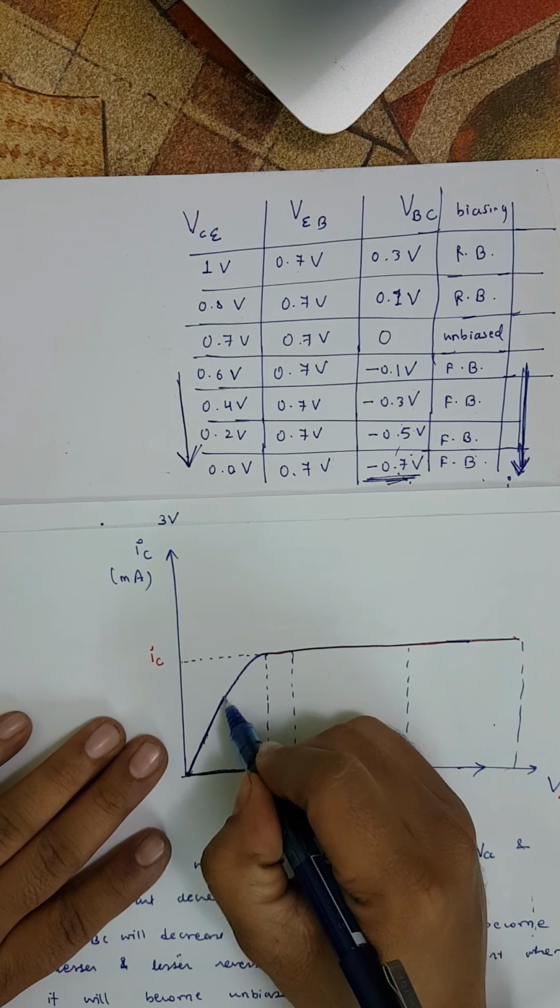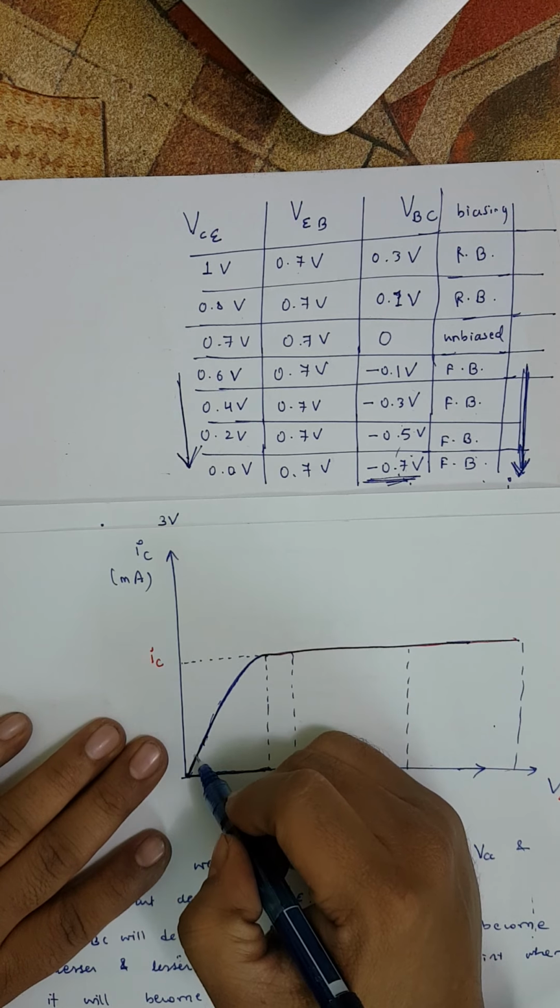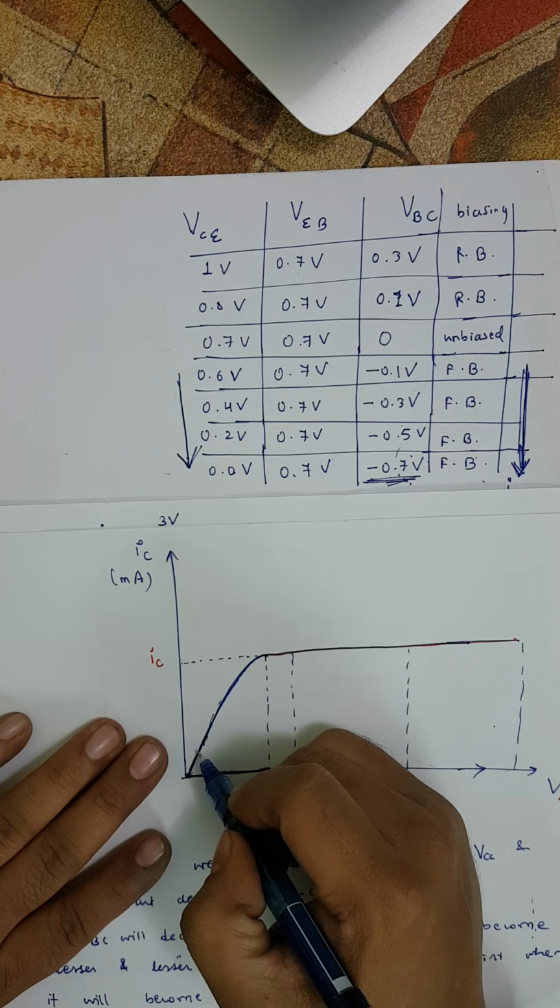So in this part, we say that the PNP transistor is in the saturation mode, and in this part, we say that the PNP transistor in common emitter mode is in the active state or active mode. So active mode versus saturation mode. What is the saturation mode? When this base collector PN junction becomes forward biased.